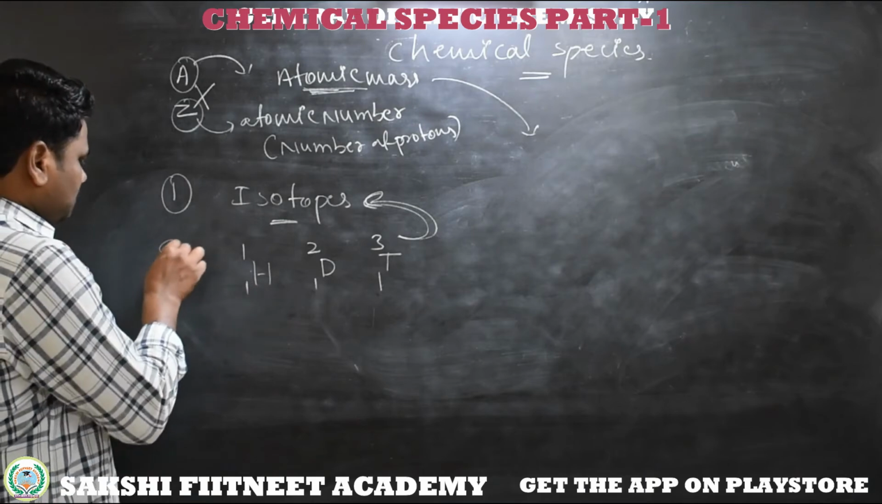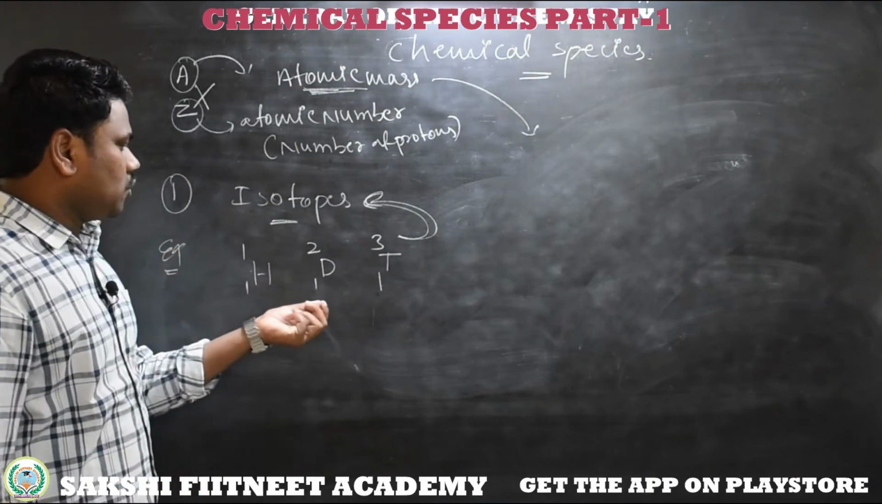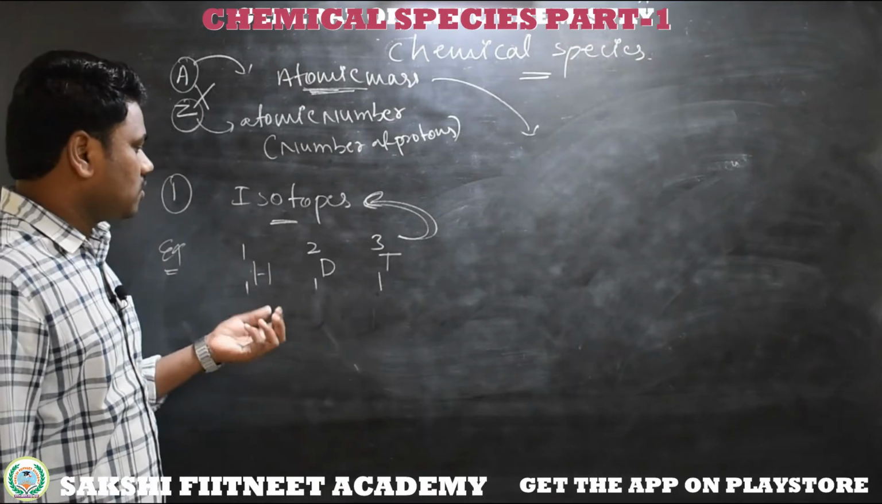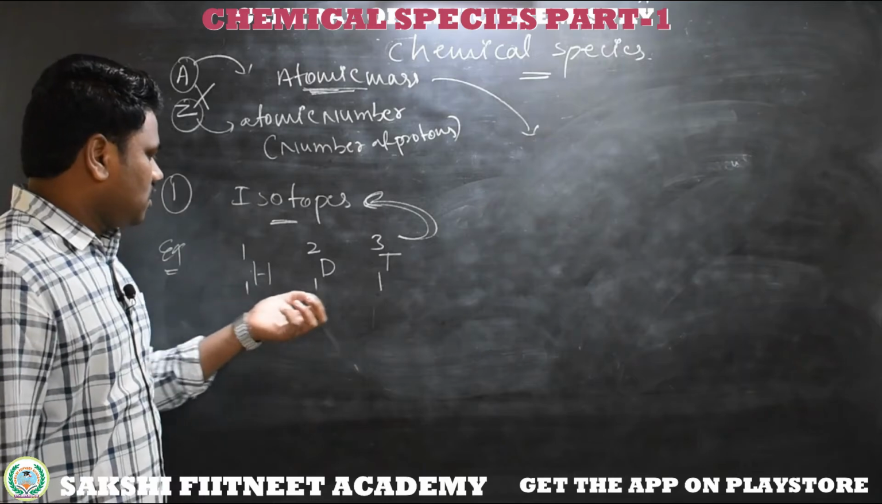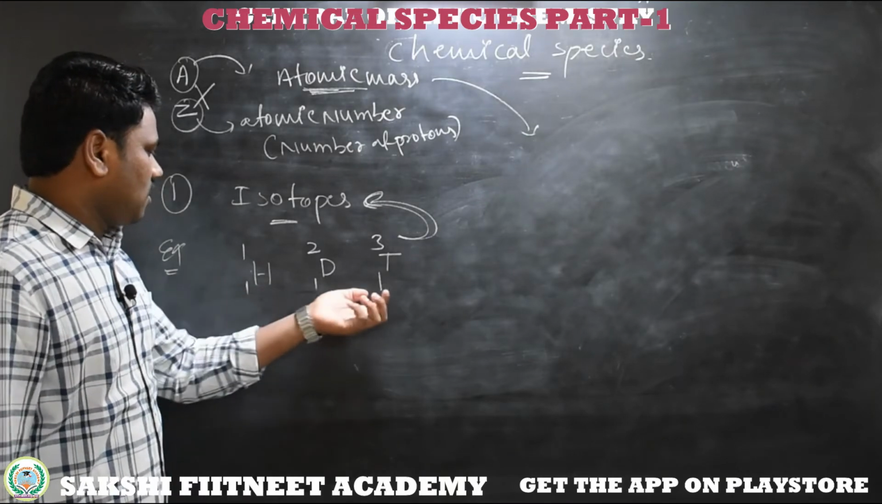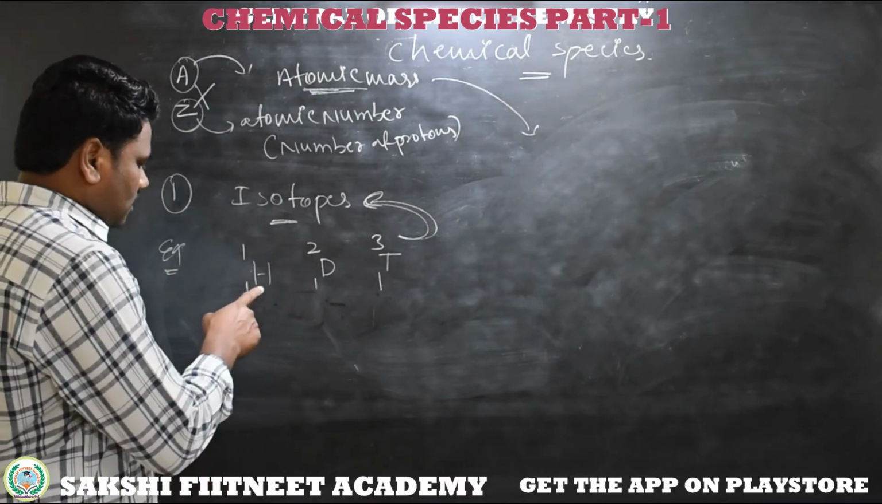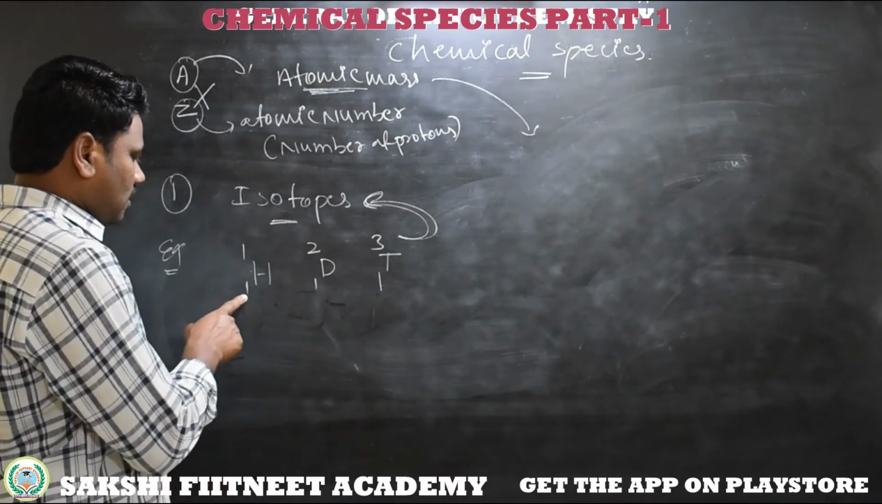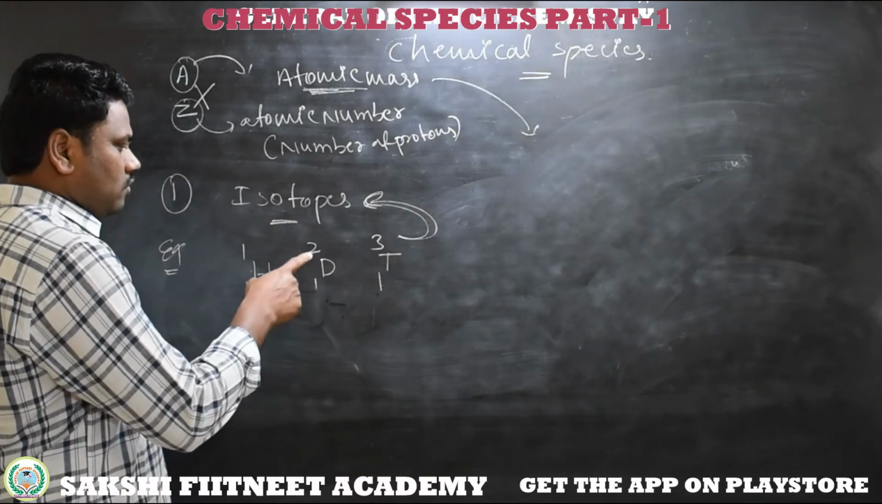Taking the first example: hydrogen, deuterium, tritium. These all belong to one element, but because of mass we classify them as hydrogen, deuterium, tritium. The atomic number is the same, the mass is different. In hydrogen, 1 proton and 1 electron are present. In deuterium, 1 proton, 1 electron, and 1 neutron.